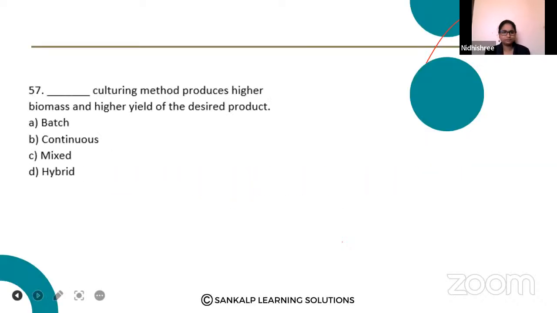57th question. Dash culturing method produces higher biomass and higher yield of the desired product. Which culturing method? We have different types of culturing methods, right? In vitro methods. Which method gives us more biomass and more product is what they have asked. Option A, batch. Option B, continuous. Option C, mixed. Option D, hybrid.